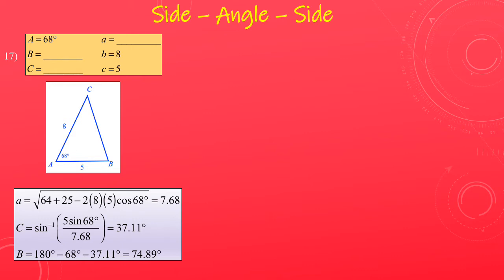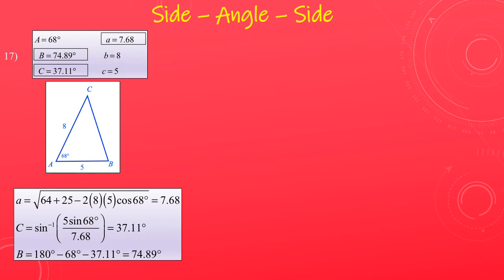We will store that value on the calculator and now use the law of sines with angle C, the smallest angle. And we get angle C is equal to the inverse sine of 5 sine of 68 degrees divided by our stored answer 7.68, and we get 37.11 degrees. And finally, we can get angle B equals 180 degrees minus 68 degrees minus 37.11 degrees to get 74.89 degrees.